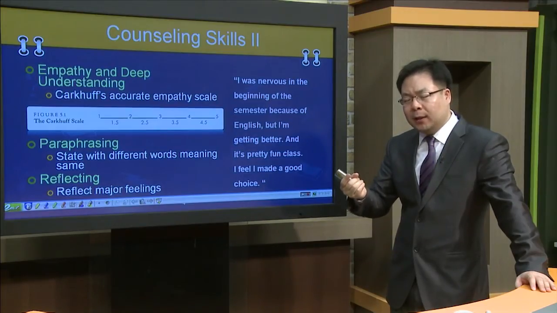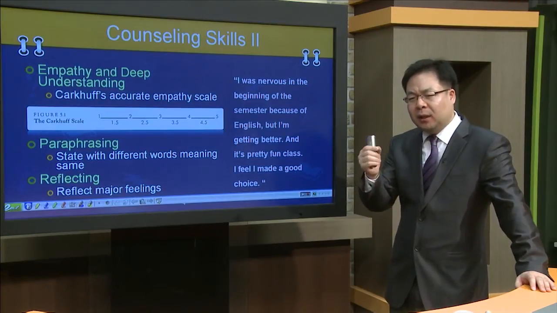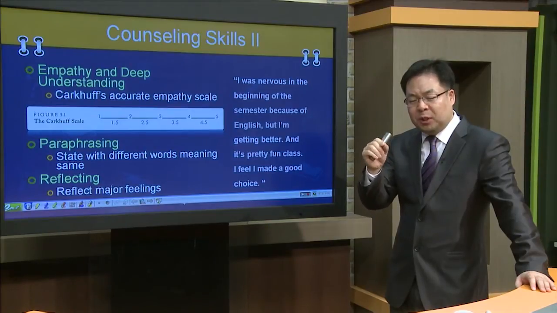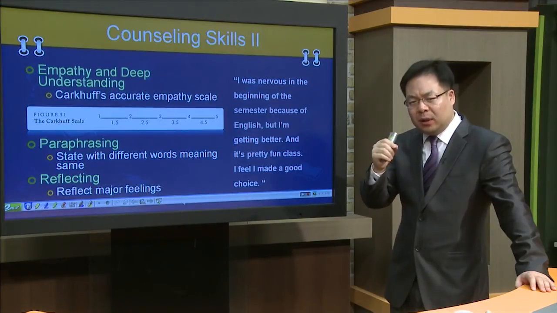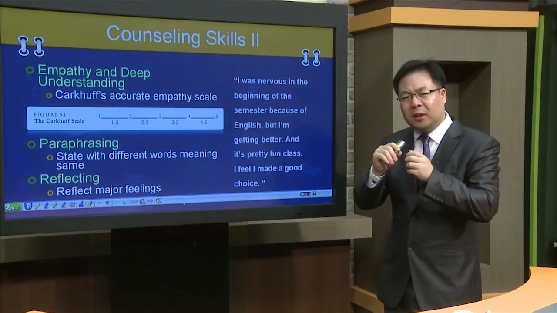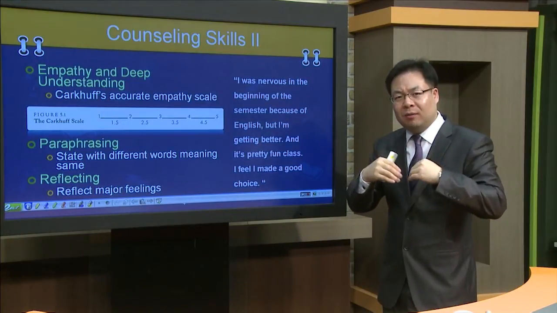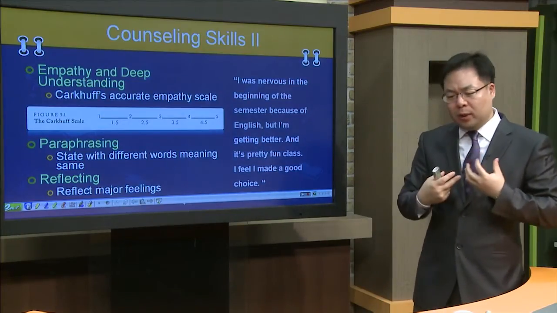But paraphrasing and reflection, this type of skills, help the client clarify what they feel. It's like peeling off the onion. Okay? When we reflect and when we paraphrase well, the client peels off their kind of onion skin, so they are able to go into the deeper level of their core emotion.